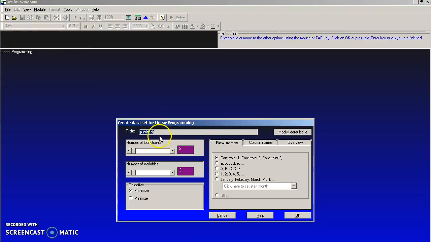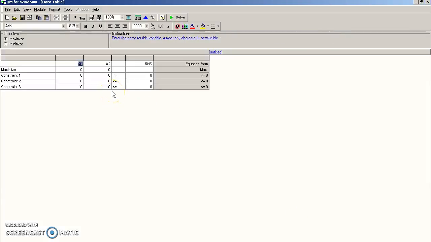File, new. On this one, as you'll recall from the textbook, we've got three constraints, three ingredients that have to be met for our turkeys, and two brands, brand one and brand two of this turkey feed. By the way, this is referred to as a diet problem. So we've got two variables, two brands, and three constraints that are constraining us. So I click OK, and we've got it right there.